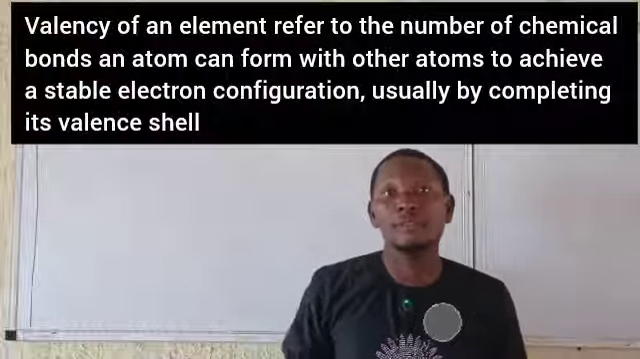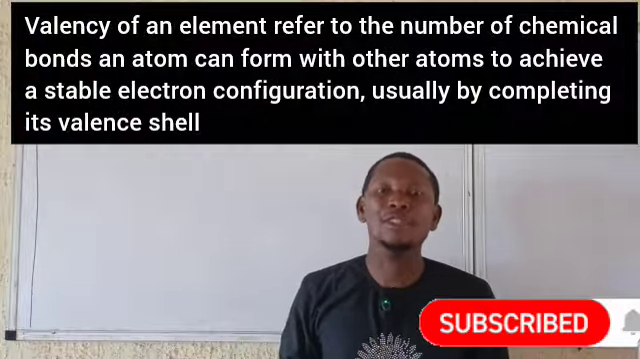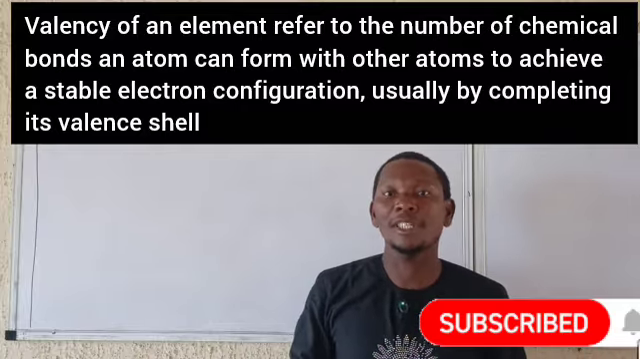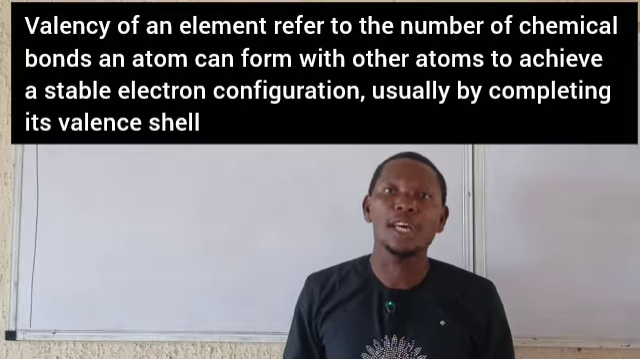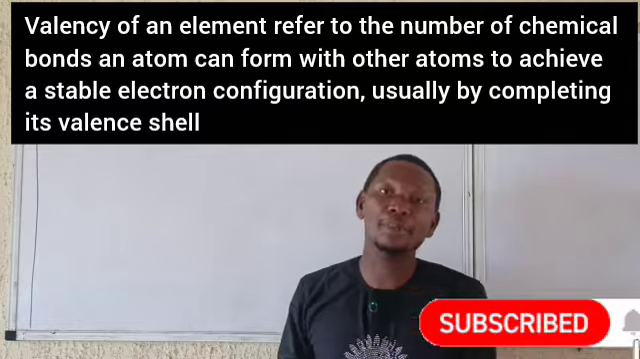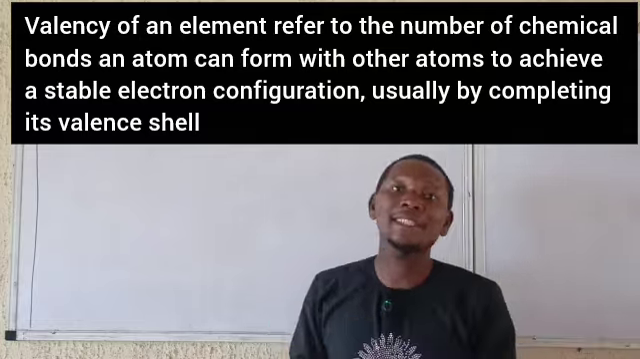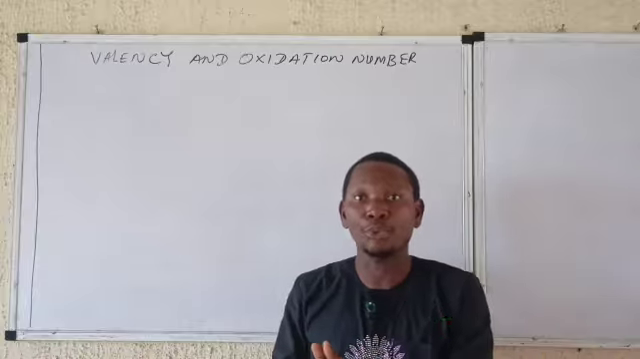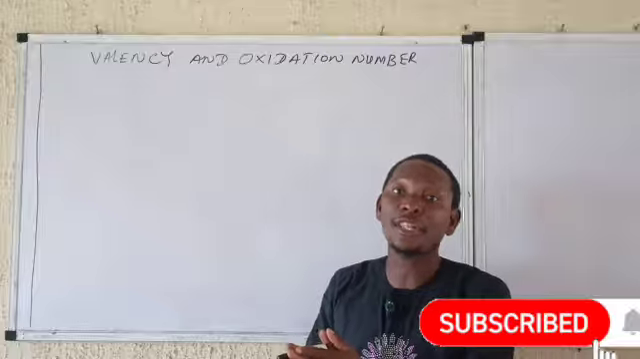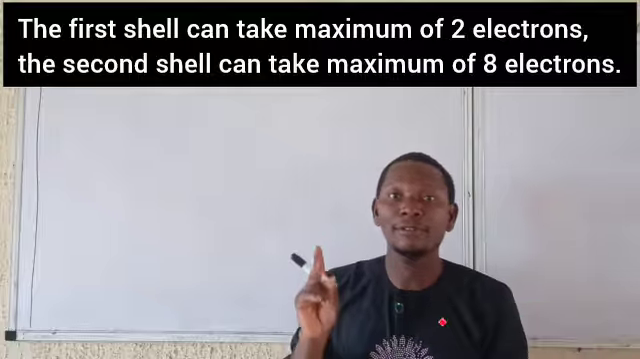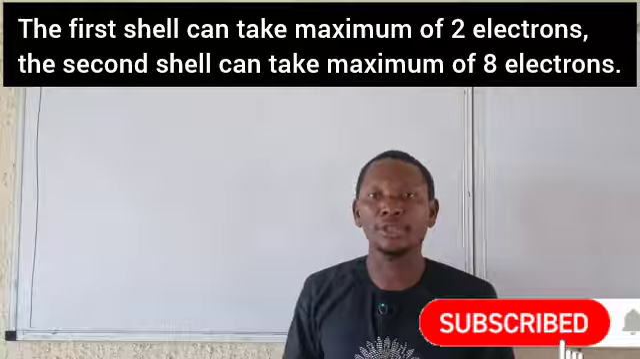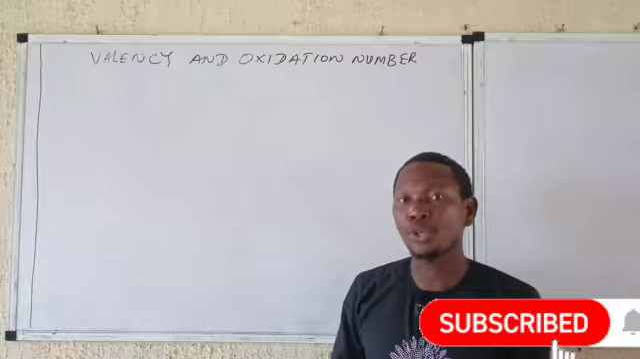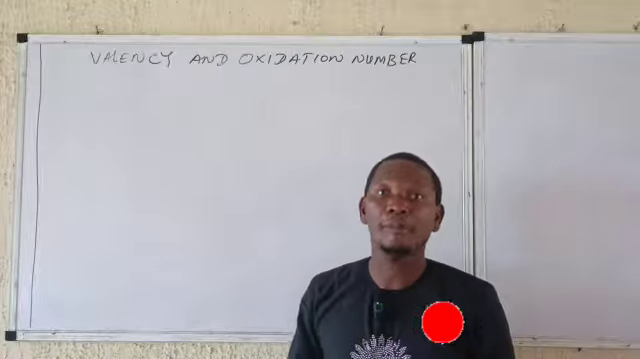What is valency? Valency of an element is the number of chemical bonds that an atom can form with other atoms to achieve a stable electronic configuration. They usually achieve this by satisfying their outer shell. There are rules you can follow to satisfy the outermost shell of an atom. For example, the first shell can attain a maximum of 2 electrons, the second 8. You can watch my video on atomic structure before this to understand it better.